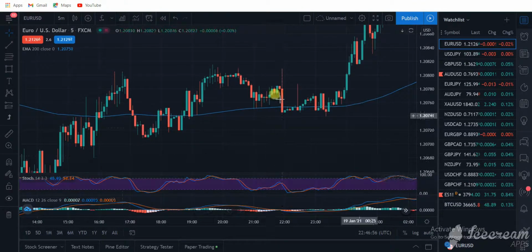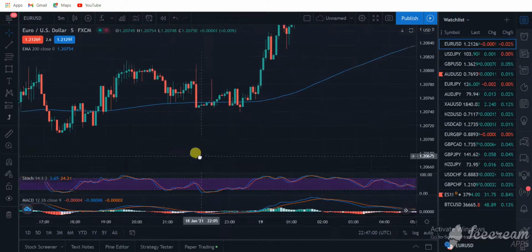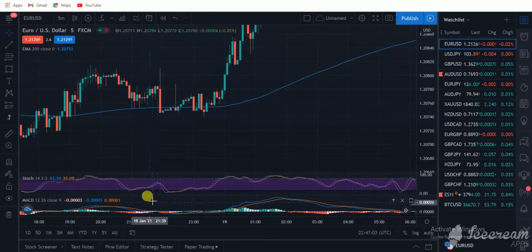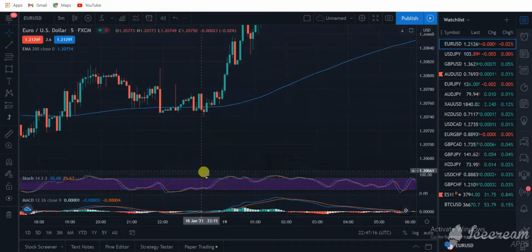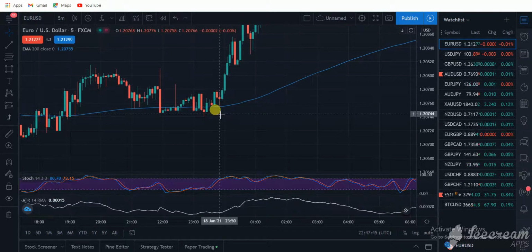Alright, so I found an entry on the Euro USD. At this point you can see that there's a cross on the MACD just down here, and the stochastic didn't touch until it got to this point. So this is the point where the stochastic did its first touch. At this point we look at this candlestick and get the ATR value of this candlestick, which is 15. So as you can see, the ATR of this candlestick is 15.